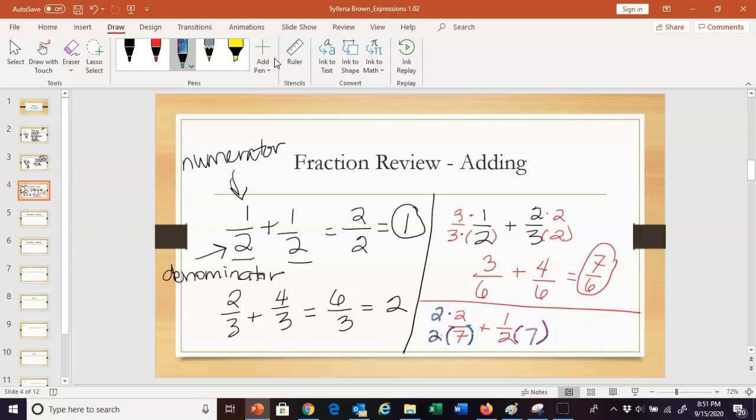But remember, you want to keep them the same. So if I multiply by 2 on the bottom here, I multiply by 2 on the top. And the same over here. So now these new fractions are going to be 2 times 2 is 4, over 14, our common denominator, and 1 times 7 is 7. Now that the denominators are the same, you can add the numerators. 7 plus 4 is 11 over 14. I'm not going to use this pen anymore. That's funky. Sorry about that. So you get 11 over 14.